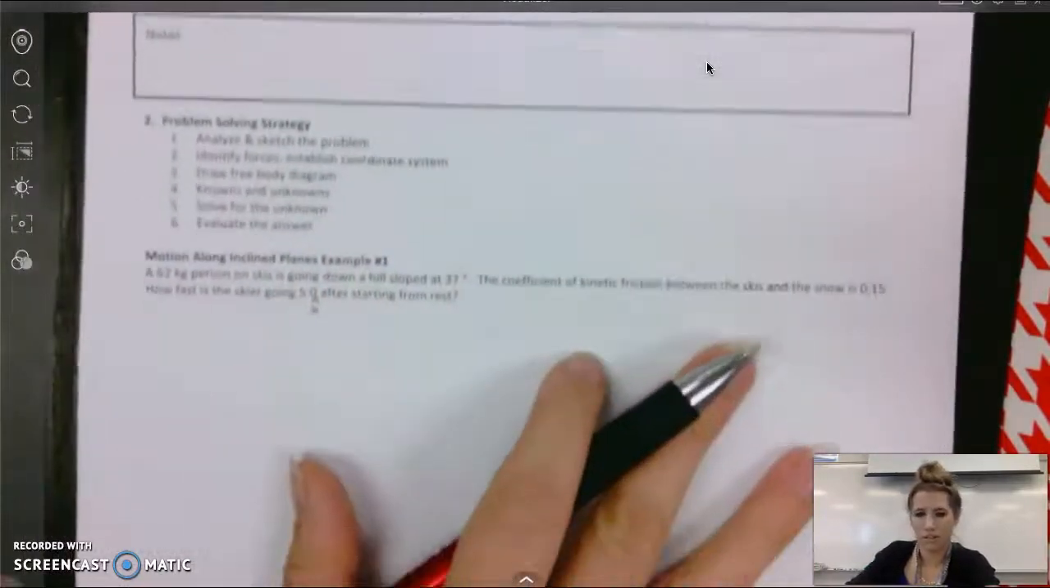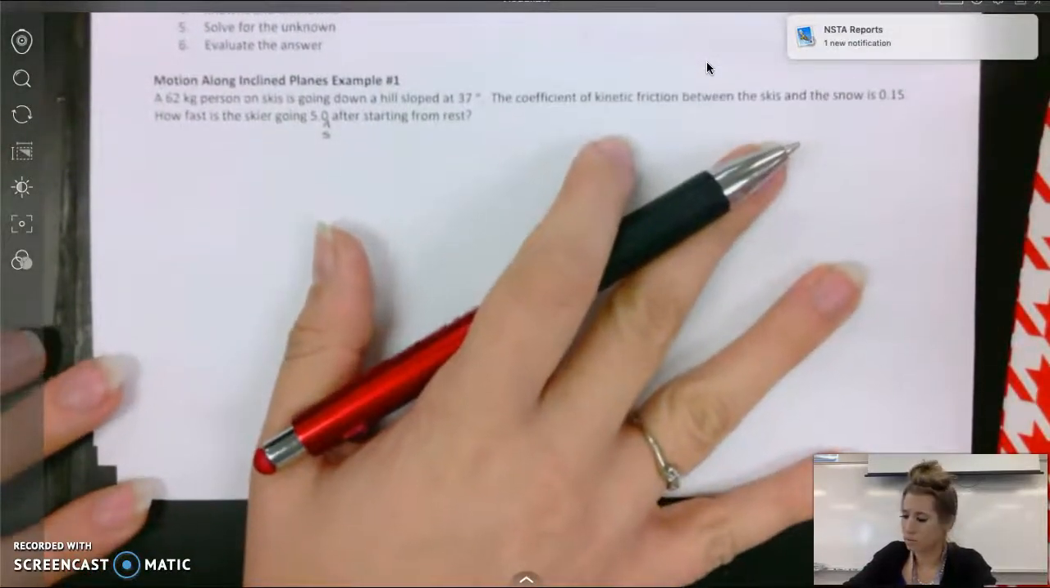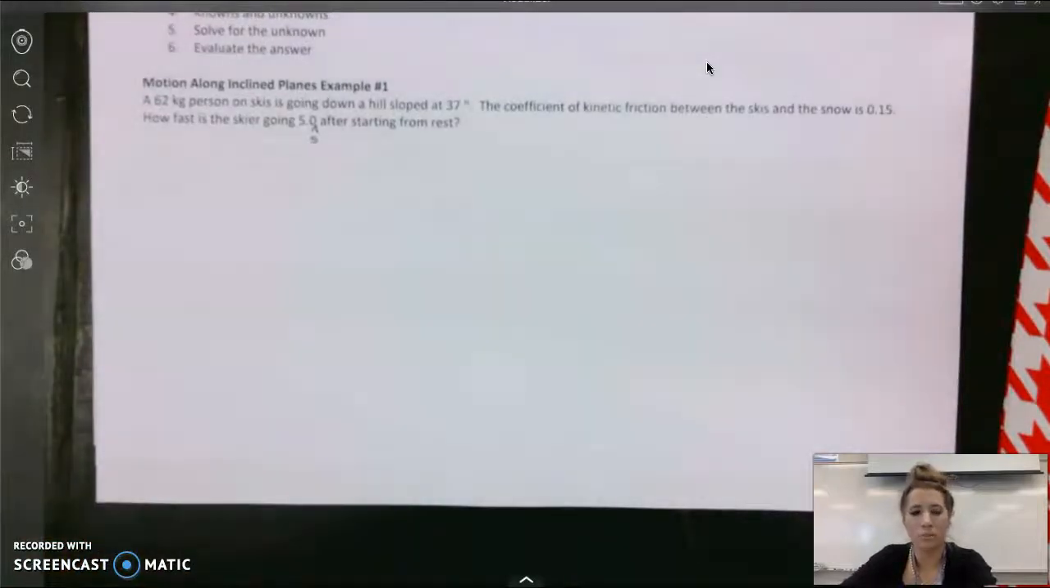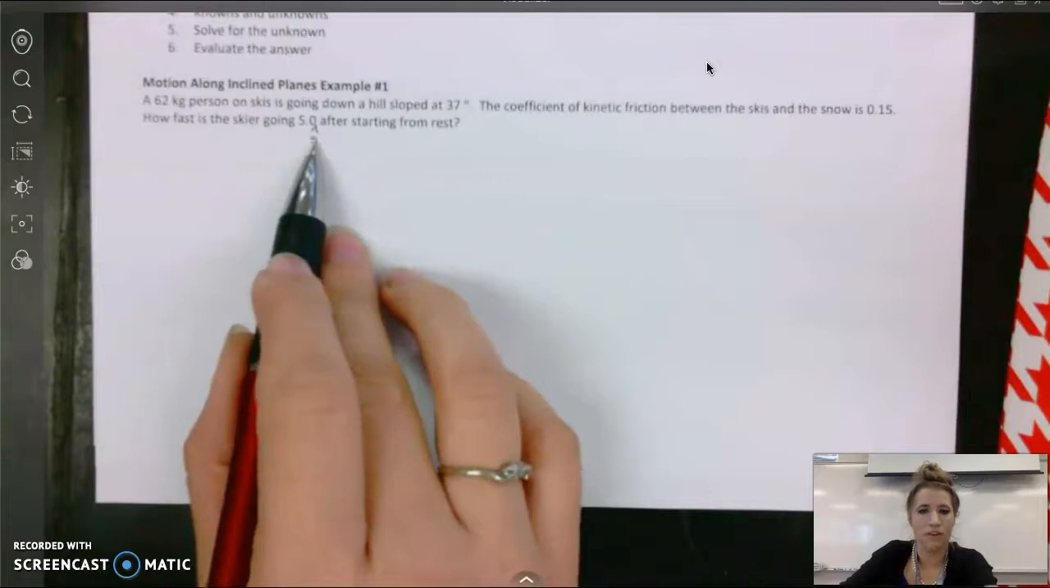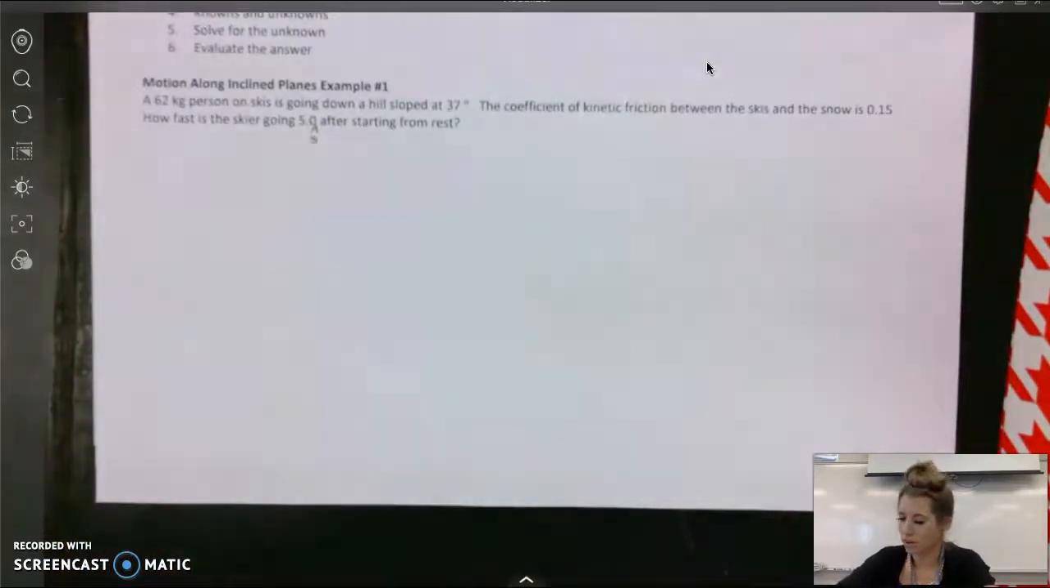Okay, with those skills in mind, let's look at practice problem, example number 1. A 62 kilogram person on skis is going down a hill. The slope of the hill is 37 degrees. The coefficient of kinetic friction between the skis and the snow is 0.15. How fast is the skier going after 5 seconds? You're going to need to add that in. We forgot that on our guide notes, so it's after 5 seconds after starting from rest.